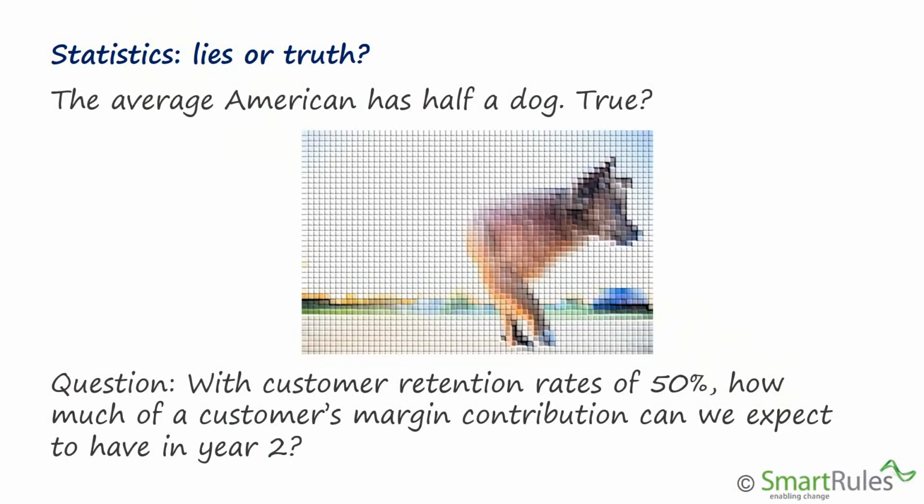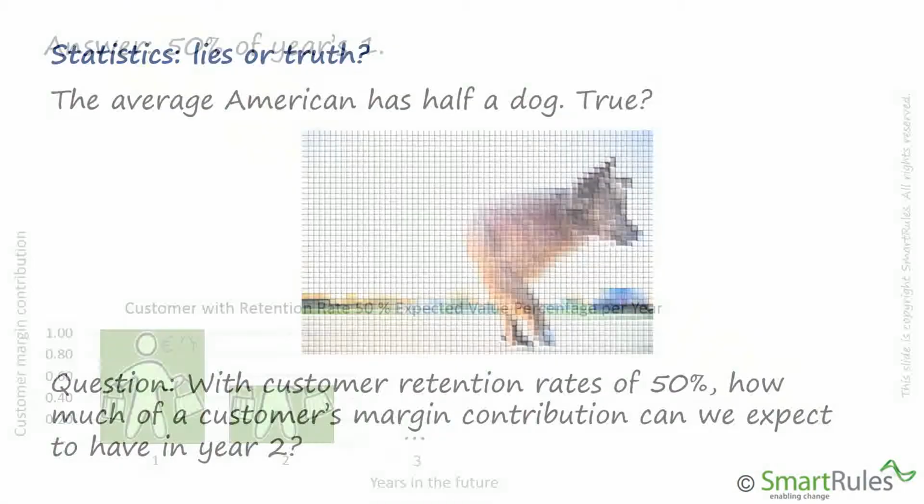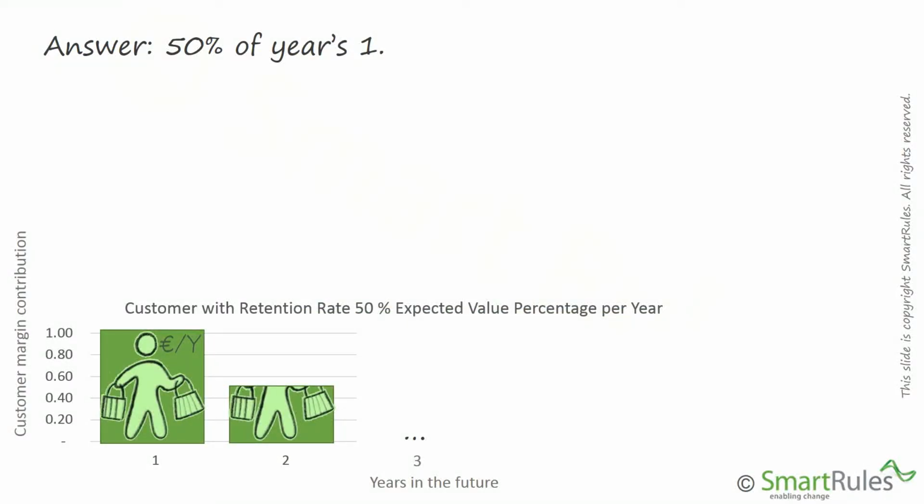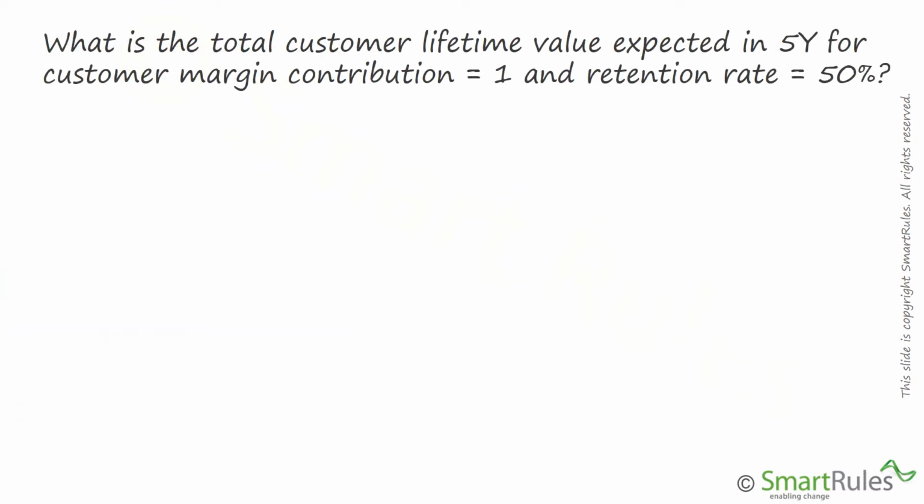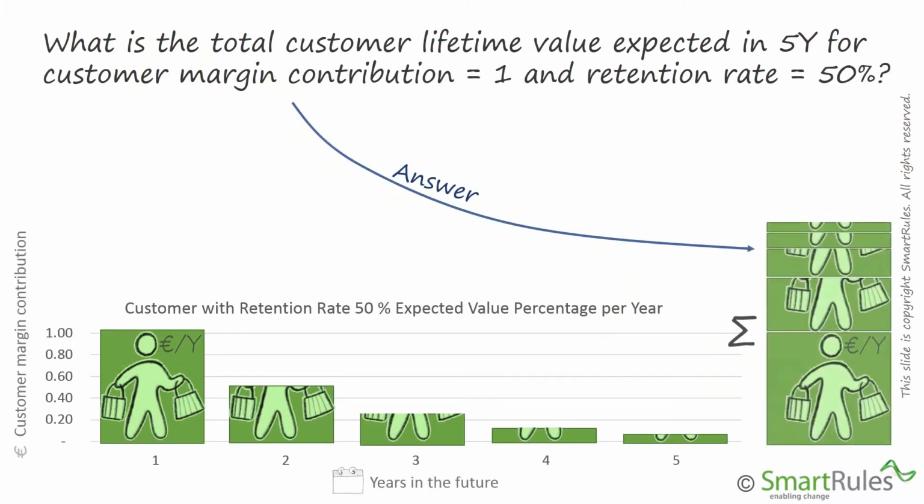Question. With customer retention rates of 50%, how much of a customer's margin contribution can we expect to have in year 2? Answer. 50% of year 1. Another question for you. What is the total customer lifetime value expected in 5 years for customer margin contribution equals 1 and retention rate equals 50%? Answer. It approximates 2, but with discounted cash flow, it would be a little less.